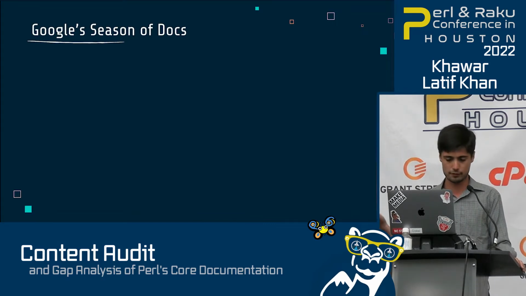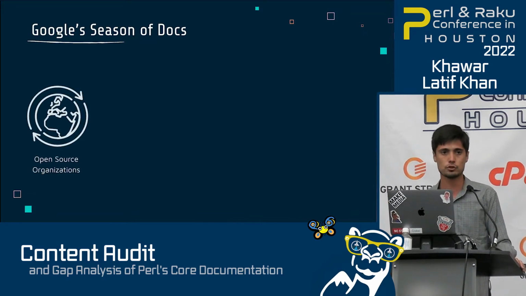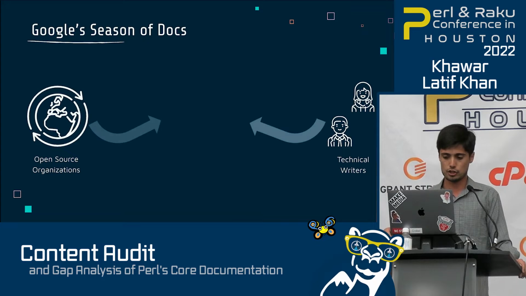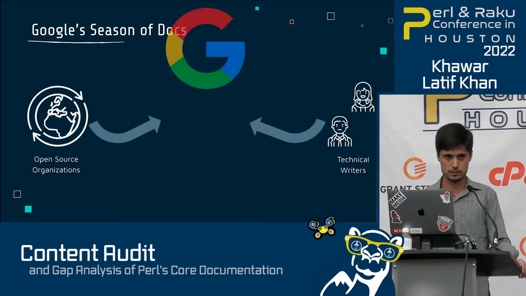So on the one hand we have open source organizations, and there are things happening every single day. The tools are developing, the technology is advancing, and the documentation in most cases does not keep pace with the advancements of the tool itself. And then there are freelance technical writers, people like me, who need work, who need some experience, who want to work with these organizations, but there is this gap which Google fills with Google Season of Docs.